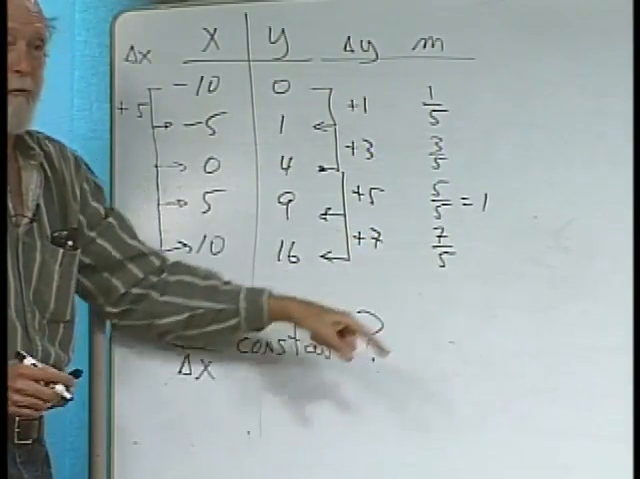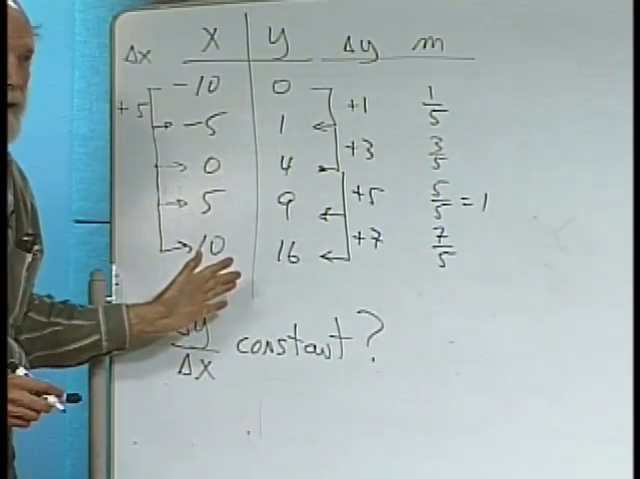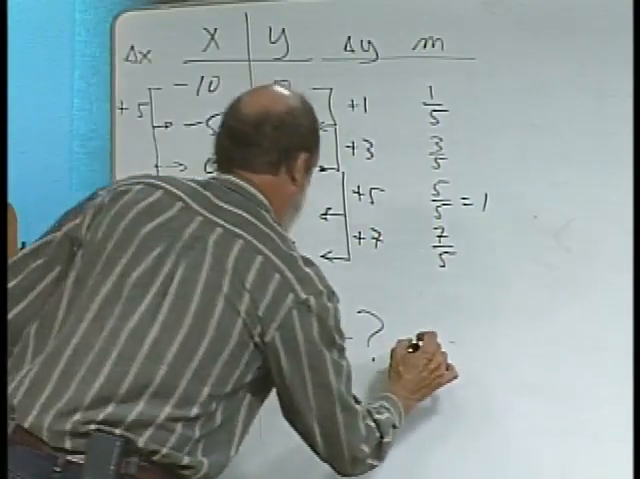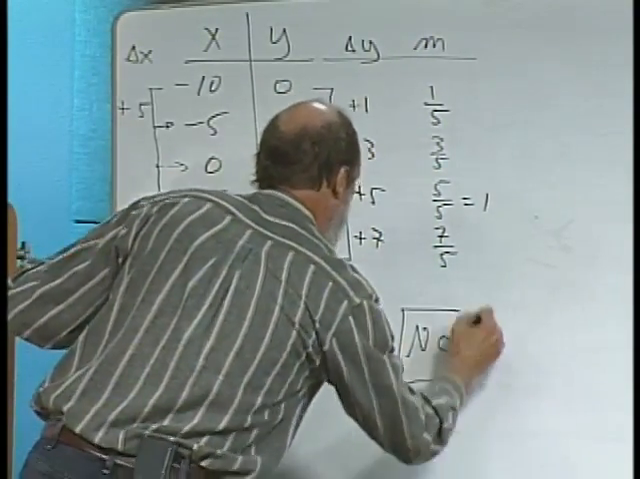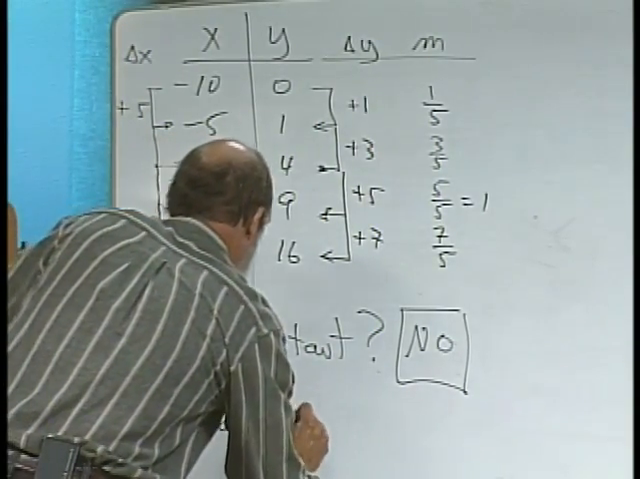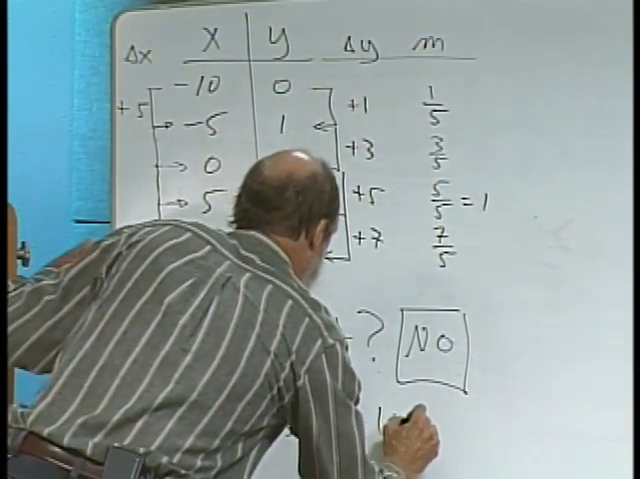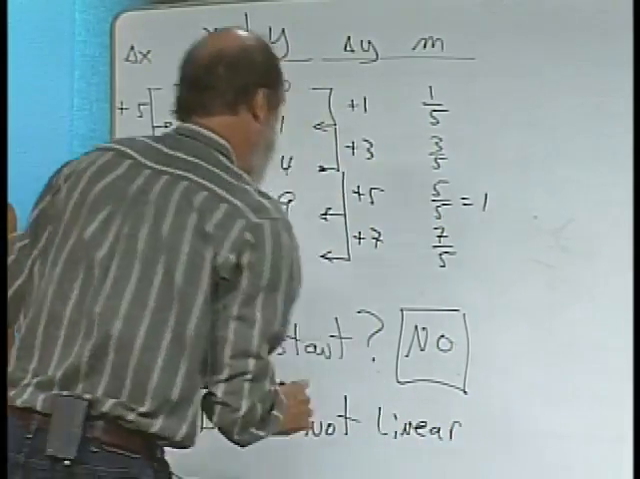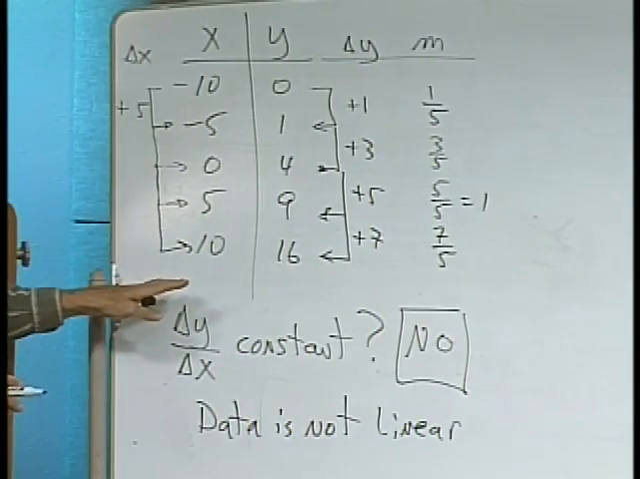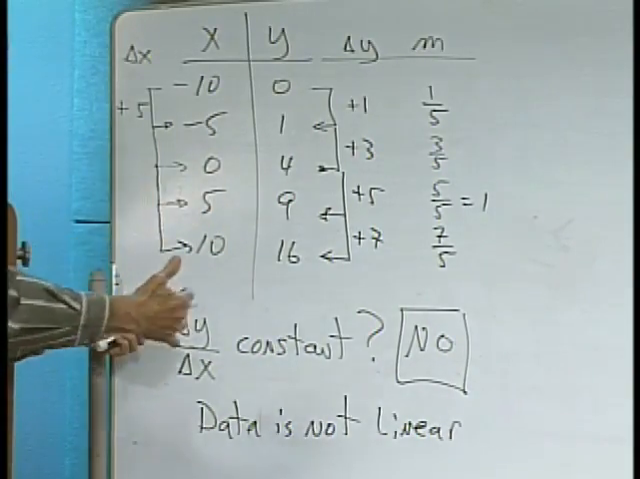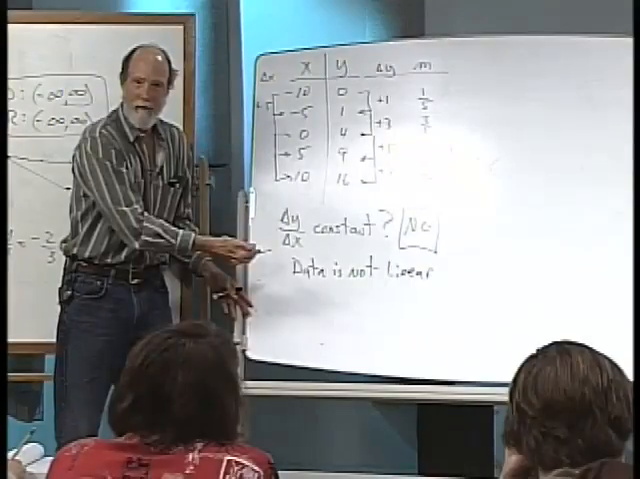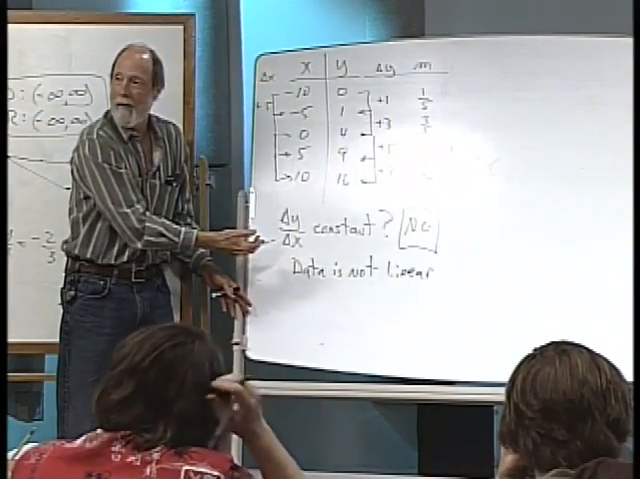Right? So is this data linear? No. So is change in y over change in x constant? No. Okay, so the data is not linear. So what I'm doing is showing you, from a set of data, how you can discuss the issues related to slope or average rate of change just by looking at a data set.